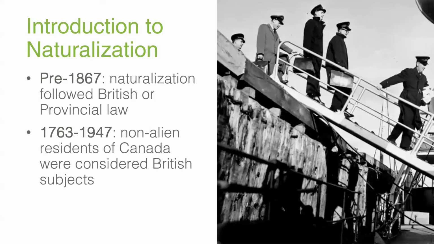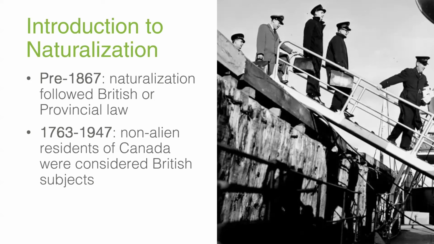Pre-1867, before Canada was actually a nation, naturalization followed the British law or provincial laws that were in place. That means everything's going to be different depending on the province they lived in when it comes to getting citizenship. Then from about 1763 to 1947, non-alien residents of Canada were considered British subjects, which, like I talked about earlier when we looked at that census example, is why Jack did not need to become a citizen in Canada. Because he was already a British subject from living in Scotland, he did not need to naturalize when he came to Canada.